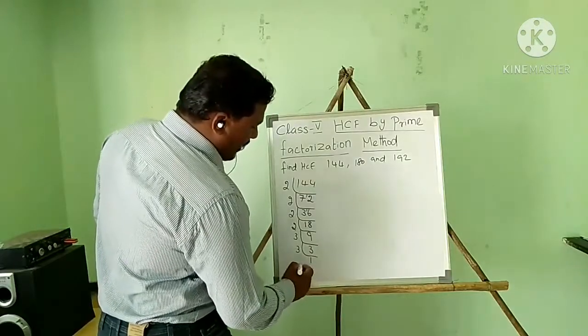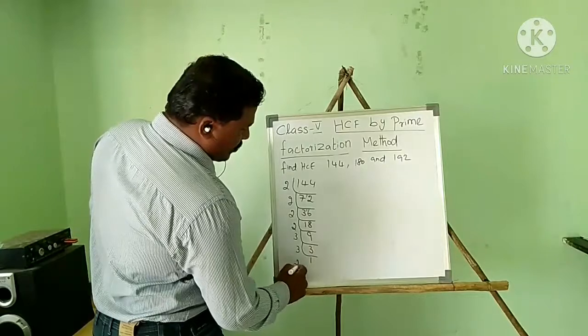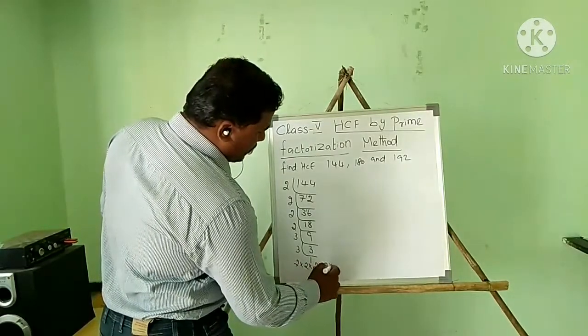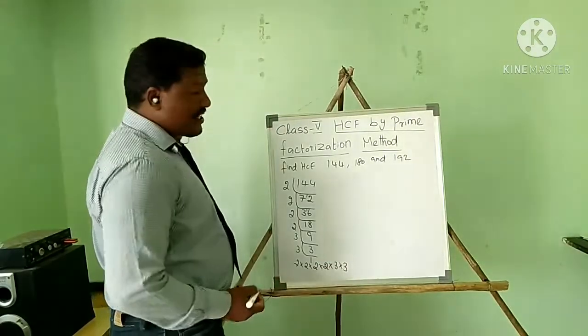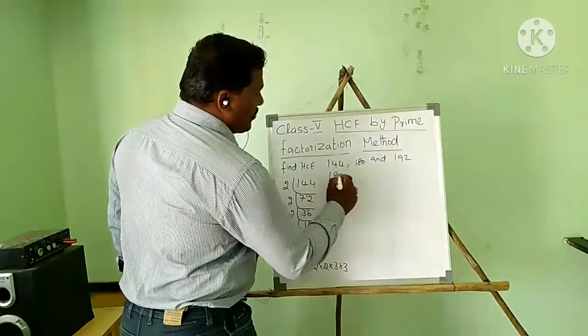So what are the factors? 1, 2, 3, 4 2s. Okay. So 2 into 2 into 2 into 2 into 3 into 3. These are all the factors of 144. Now I am going to find out 180.